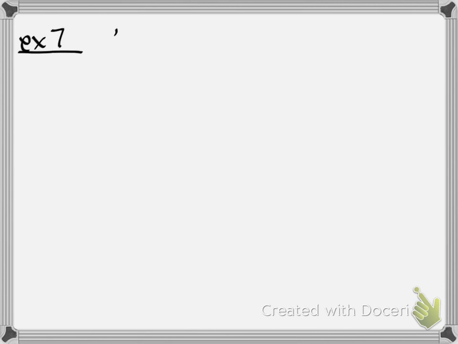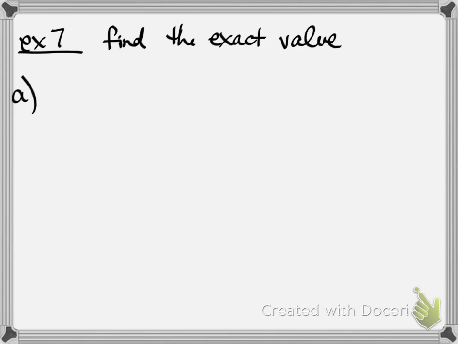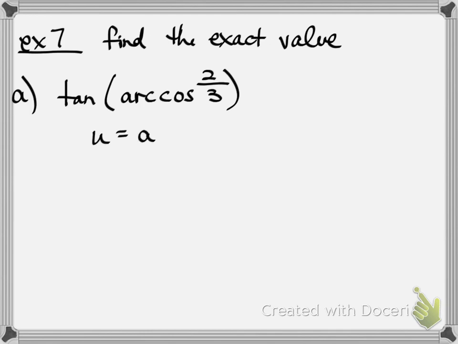Alrighty, now let's do example 7. It says find the exact value. Part A is the tangent of the arc cosine of 2/3. Well, I think you probably see immediately that this is different. It's not the tangent of the arc tangent. It's the tangent of the arc cosine. So what we're going to do is this U strategy. We're going to let U be the arc cosine of 2/3.